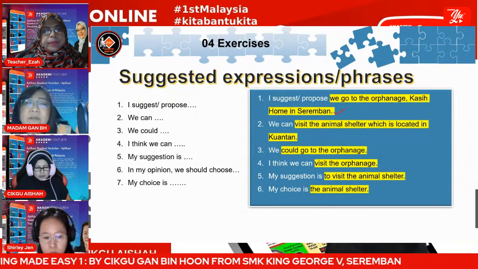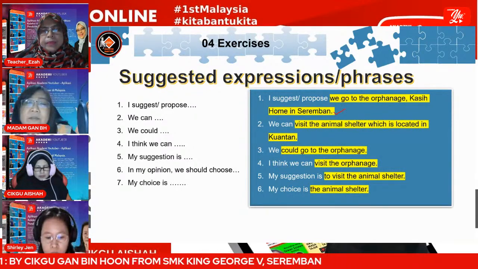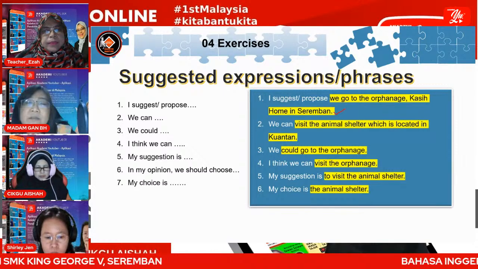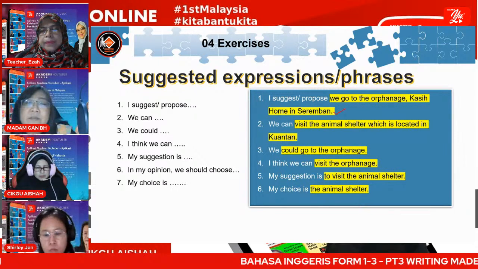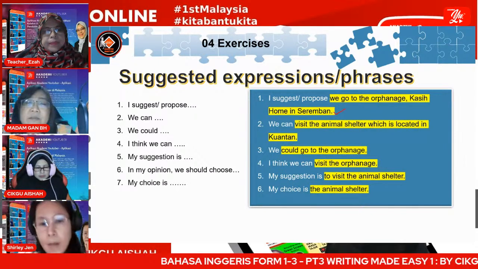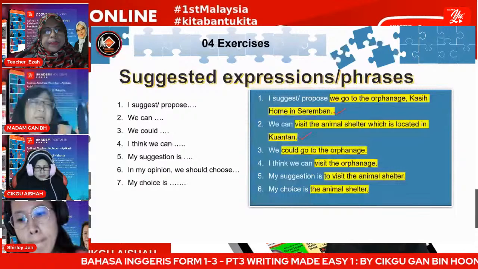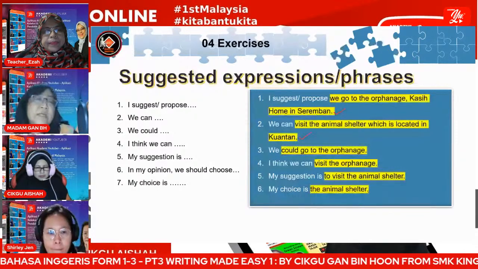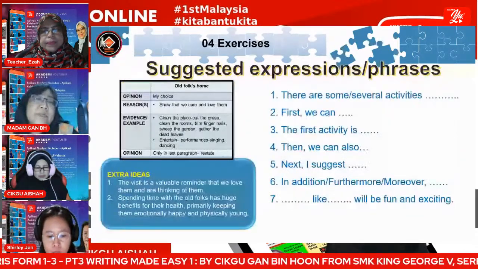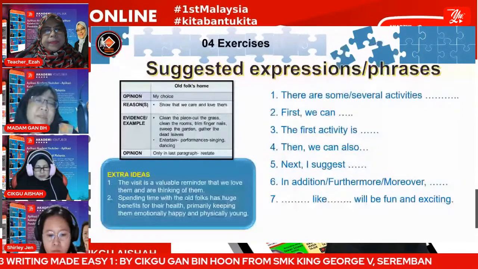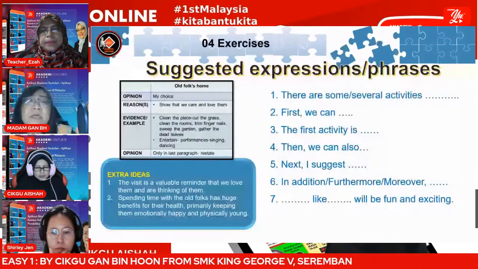"We could go to the orphanage," then you can name the place like that. "I think we can visit the orphanage." "My suggestion is to visit the animal shelter." "My choice is the animal shelter." So write simple sentences here. Next, now these are longer because you're writing the reasons, you're writing the evidence. So here are some examples.